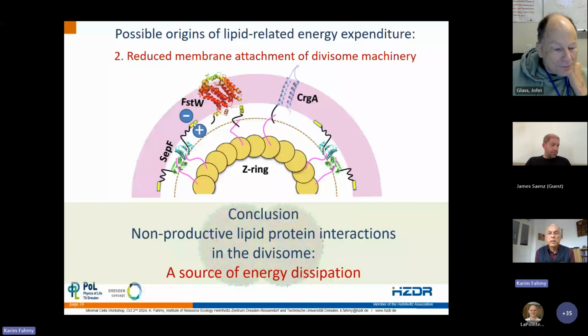So I think it's non-productive lipid-protein interactions in the divisome that we measure by heat flow, and it would be an outlook also that in the future one may use these isothermal calorimetric data to study in more detail, using mutants, how the machinery of the cell division is linked to energetics of metabolism. Yeah, thanks a lot.